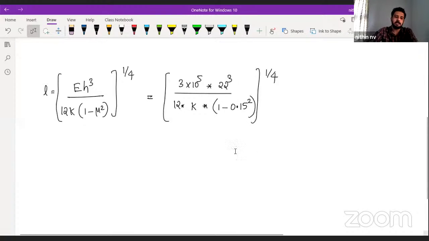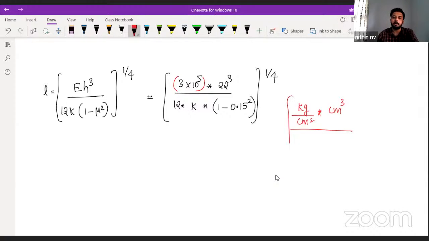Now what is our challenge here? We don't know what is K. All other values have already been directly given. Now see, this E value is in kilogram per centimeter square. Then H value is in centimeter. So centimeter cube we have. Now divided by, in which unit do we have to substitute? The modulus of subgrade reaction unit can be Newton, kilogram, kilonewton, anything, divided by millimeter cube, centimeter cube, meter cube. So better you substitute everything in the same unit, then only we can cancel everything.